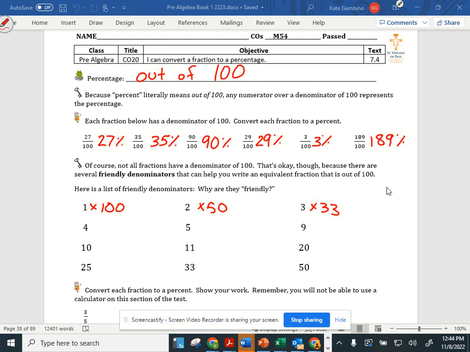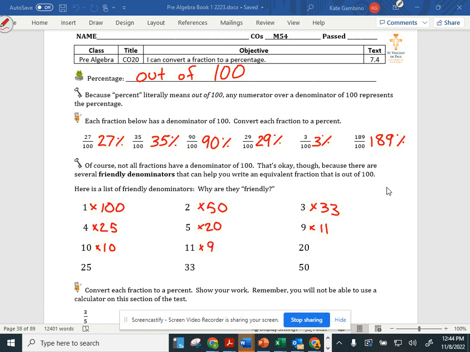What are we going to multiply a 4 by, Audrey? 25. What do we multiply the 5 by, Chance? 20. What are we going to multiply the 9 by, Tegan? 11. Again, it gets us to that 99 that we round up to 100. What do we multiply 10 by, Audrey? 10. What do we multiply 11 by, Tatum? 9.